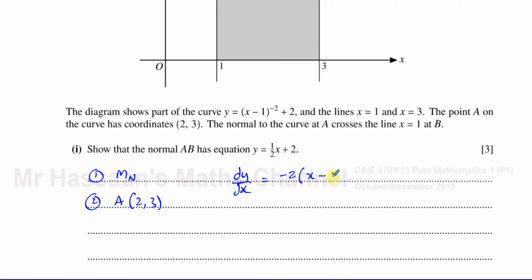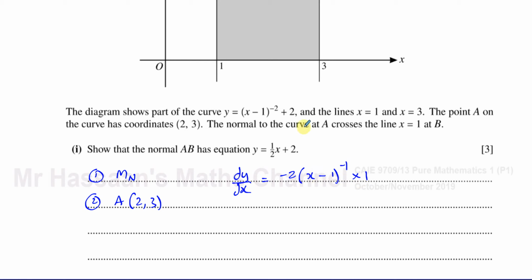So you have minus 2 times (x minus 1) to the power of minus 1. Take 1 from the power. So you multiply by the power, take 1 from the power, and then you multiply by the differential of what's inside the function. Always get used to doing this, because if there's a number next to the x, then you should multiply by the differential of what's inside here. In this case, it happens to be 1.